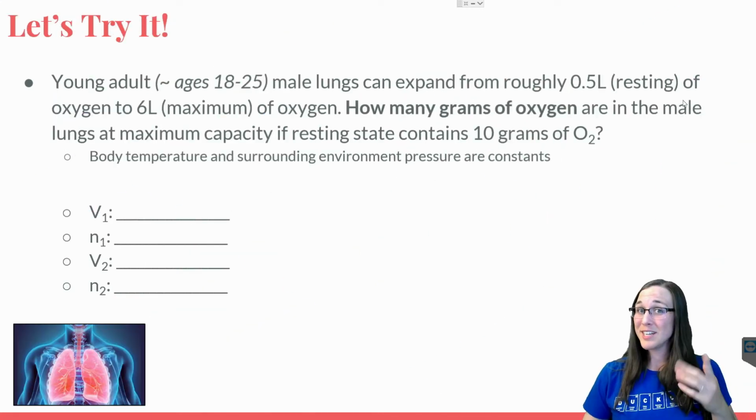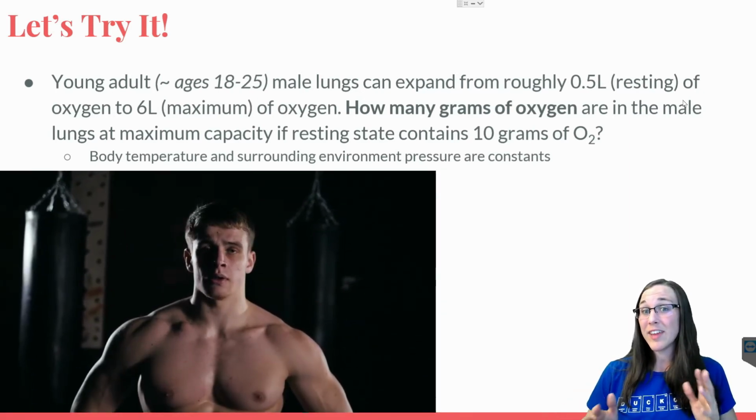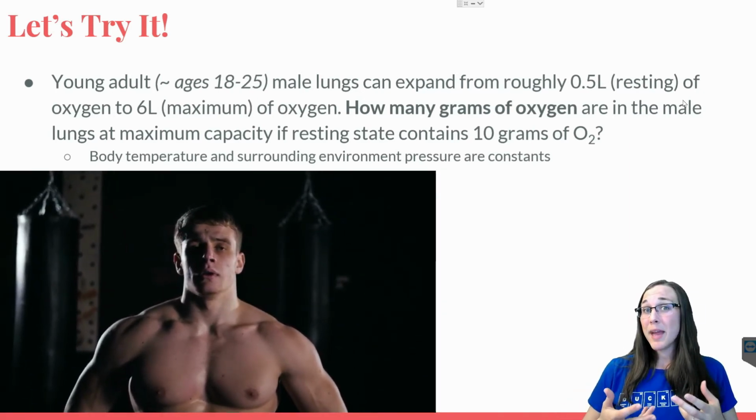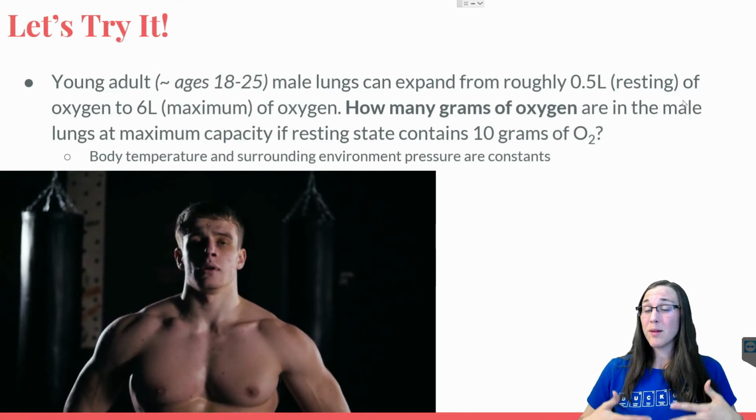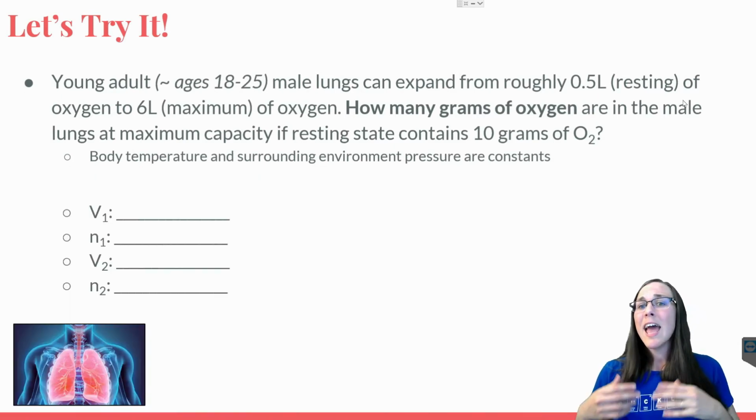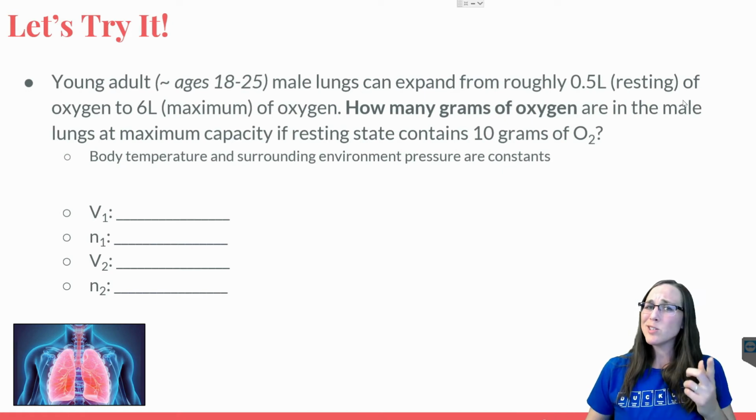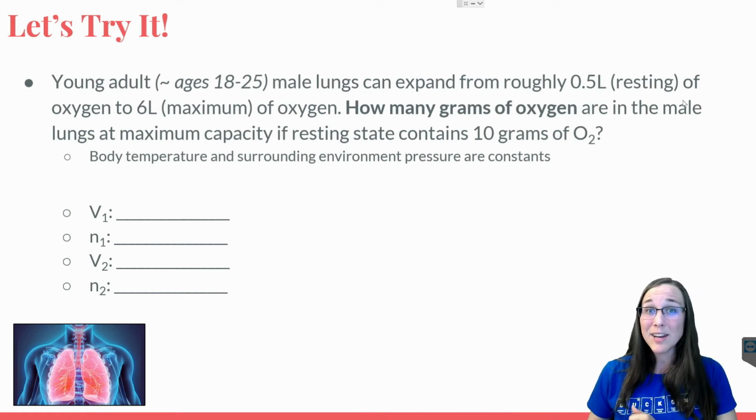Here's that other question I showed you at the beginning of the video. If we say that young adult males between the ages of 18 to 25 can expand their lung capacity from 0.5 liters to a maximum of 6 liters of oxygen, how many grams of oxygen could be contained in male lungs at maximum capacity if we assume that the resting state contains 10 grams of oxygen?